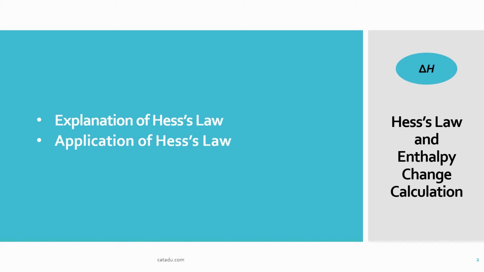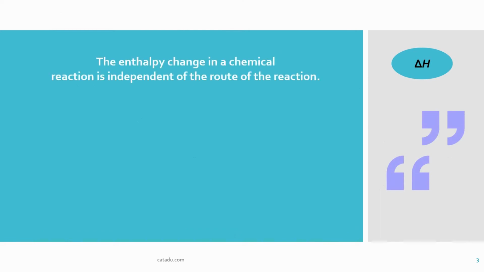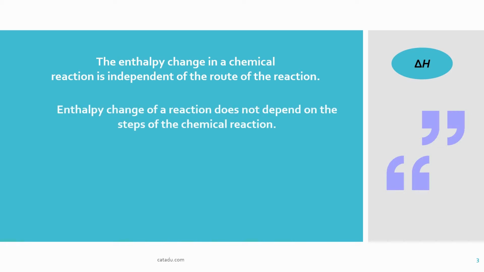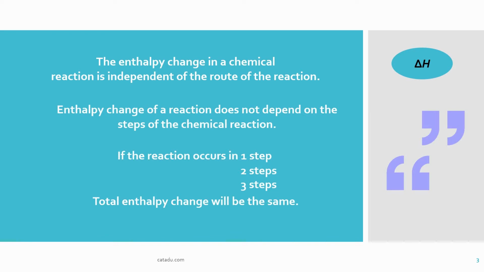First, the statement of Hess's Law. The enthalpy change in a chemical reaction is independent of the route of the reaction. Maybe it is difficult for you, so I'm giving you an easier version. Enthalpy change of a reaction does not depend on the steps of the chemical reaction. If a chemical reaction occurs in one step, two steps, three steps, or many more steps, the total enthalpy change will be the same. Let's see the example.